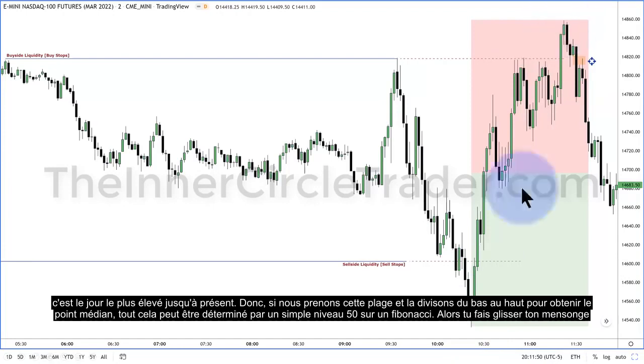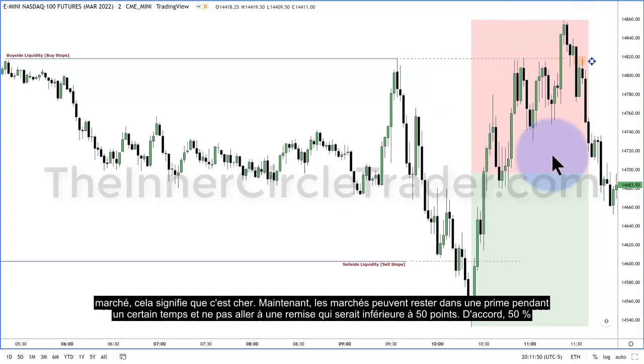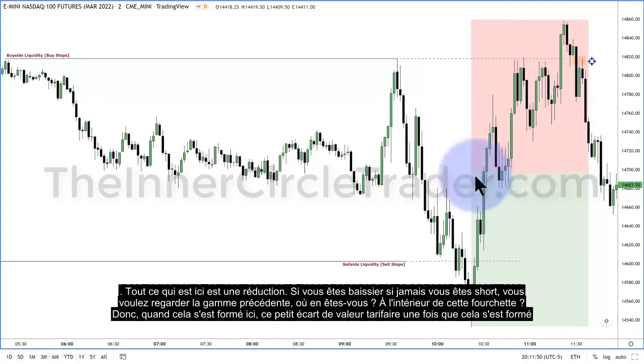So if we take that range and split it from the low to the high to get the midpoint, all of this can be determined by a simple 50 level on a Fibonacci. So you drag your fib from this high down to that low or vice versa and have your 50 level highlighted. Then anything above that 50 level is referred to, from an algorithmic stance, as a premium market. It means it's expensive. Now markets can stay in a premium for a while and not go to a discount, which would be below the 50 point. Okay, 50%, anything down here is a discount.